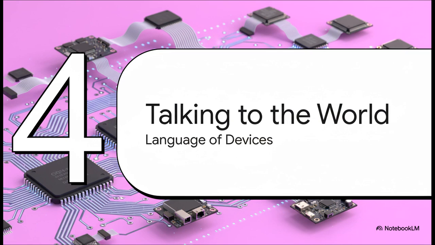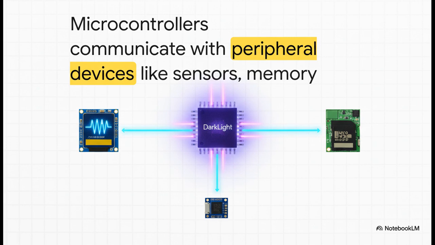It's getting pretty smart. But to build really powerful, complex systems, it can't be an island. It needs to be able to talk to other components. The thing is, a single microcontroller can't do everything by itself. For more complex projects, you're going to need to connect it to other specialized chips, things like displays, memory cards, or really advanced sensors. And to do that, they all have to agree on a common language. We call these communication protocols.